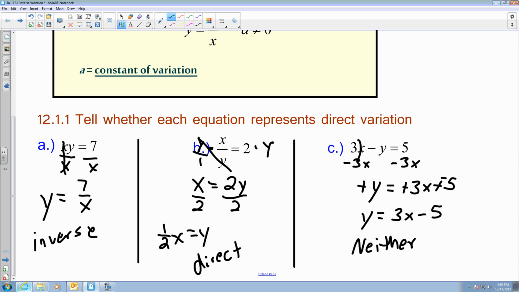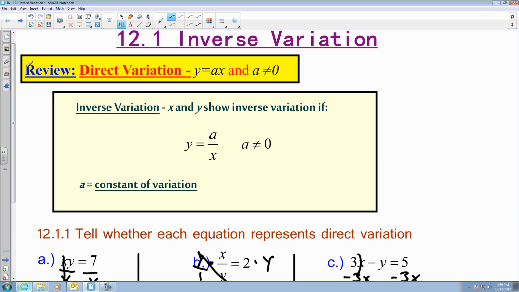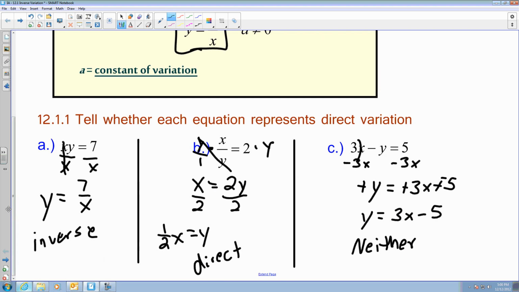The reason is because if you look at the general equation for direct variation, there is no plus or minus attached to it. The inverse, there's no plus or minus attached to it. So we can conclude that it is neither an inverse nor a direct variation.